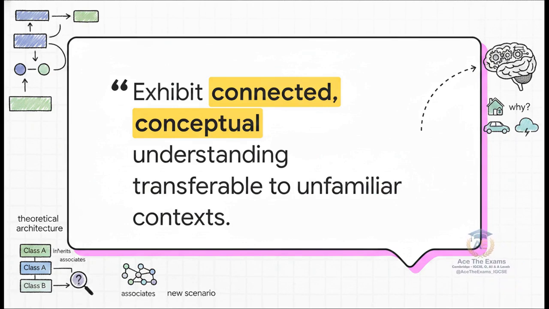To do this, top students use something we call the PEAL framework. That stands for point, evidence, explanation, link. When you are asked to design an appropriate class, you don't just write code. You make a point about why a specific class structure is best.